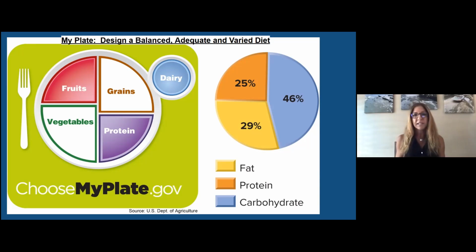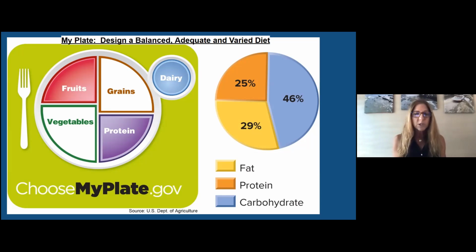So we have the plate sectioned out into our different food groups: fruits, grains, vegetables, proteins. We have a sidecar, I call it, of dairy. Not saying you have to include dairy, but that's definitely an option if we're trying to include things like calcium and vitamin D. Of course, it does have fat and carbohydrate and protein in it as well. So it does include many nutrients.